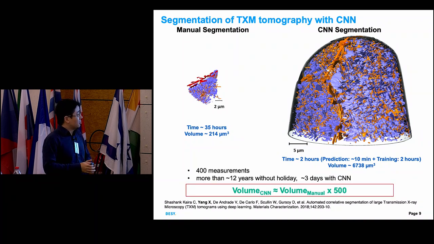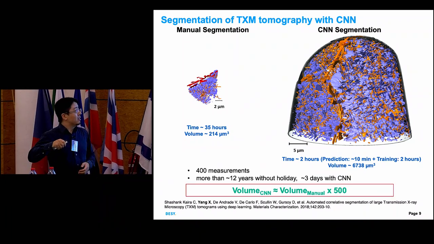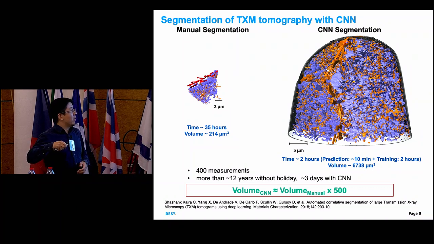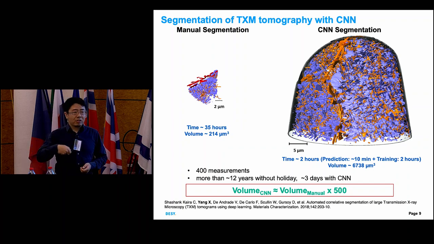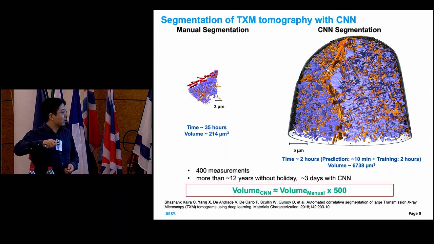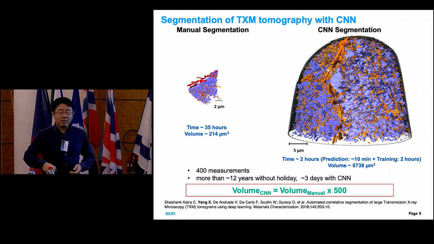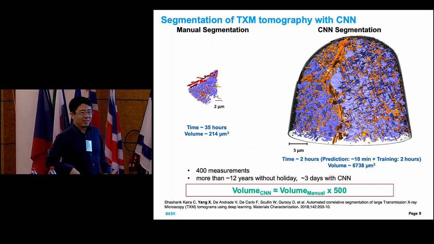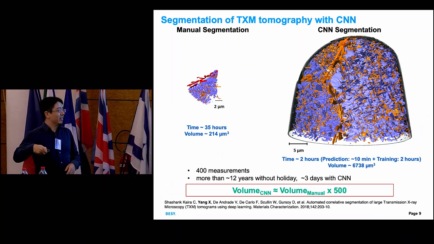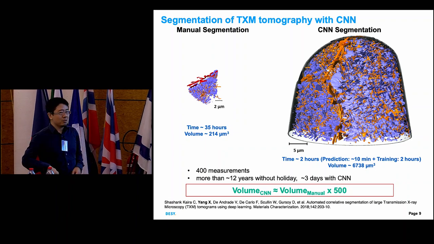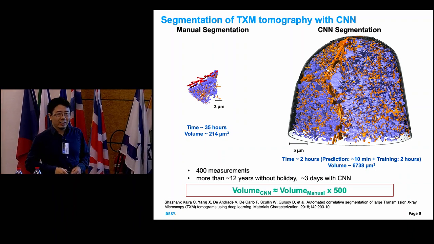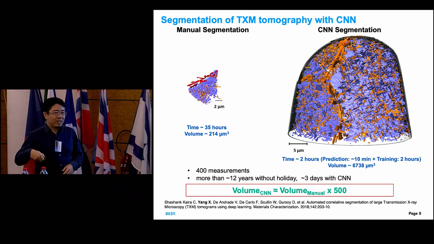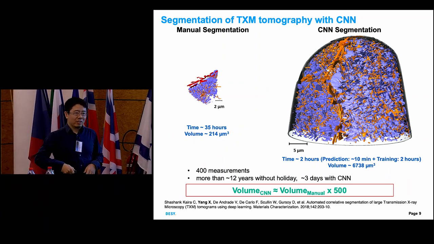So, they have quite a similar data set of 400 measurements. And if this PhD student kept doing this kind of work, it would take 12 years without holiday. After using the CNN for segmentation, he finished the whole data set in 3 days and did the quantitative analysis, and then he got his PhD.